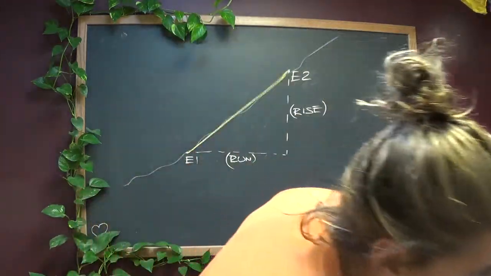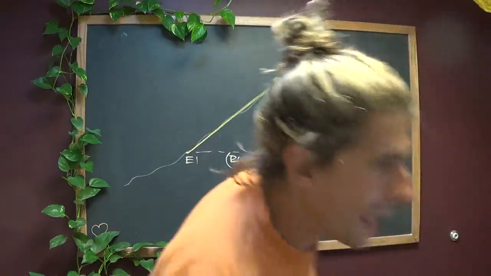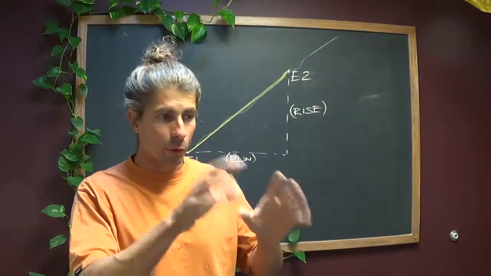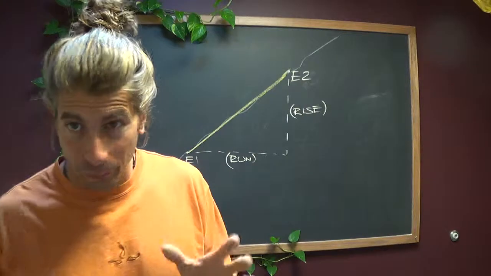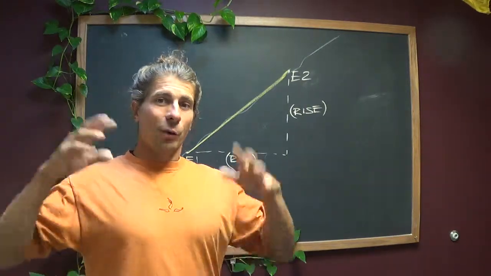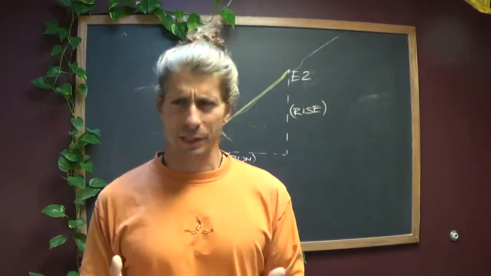So the first question, which was if road A has a larger average grade than road B, which would be easier to walk or bike or drive up? And I realize that's a loaded question because we haven't talked about what easier means. What does it mean to be easier?